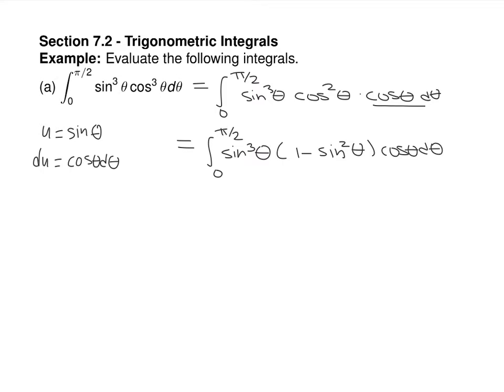Right, and now we also need to change our bounds. If you prefer to not do that, you must write 0 equals theta, pi halves equals theta, but really it is faster and easier to change your bounds. Just give it a try, it's not that hard.